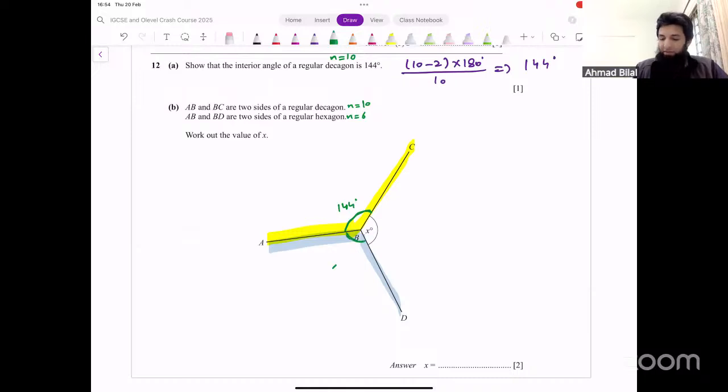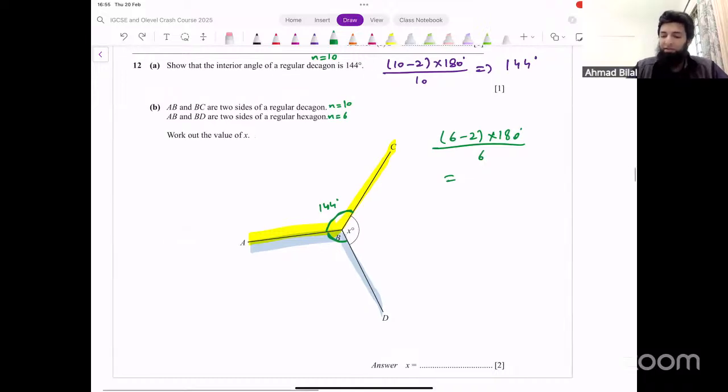Find this interior angle for the hexagon. How can we do that? We can say a hexagon has 6 sides, so that will be 6 minus 2 times 180, right? That will be the sum of all angles in this hexagon. Since it's a regular hexagon, we can divide that by the number of sides, which is 6, and that would give us one angle in this hexagon.